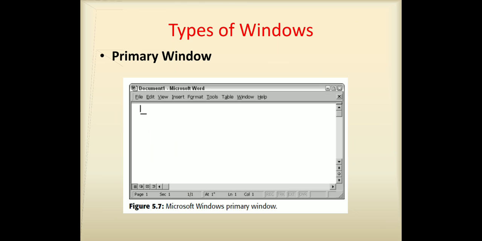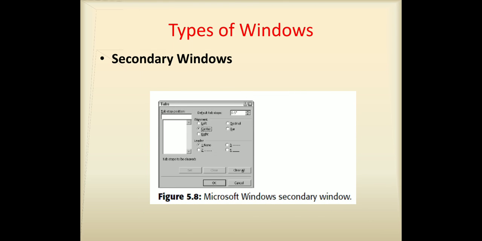It has also been referred to as application window or the main window. So primary windows can also be known as application windows or the main windows, and in addition it can also be referred to as the parent window if one or more child windows exist, right? And the second type of window here is the secondary windows.